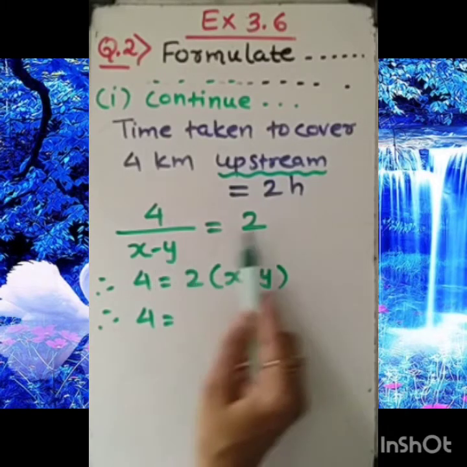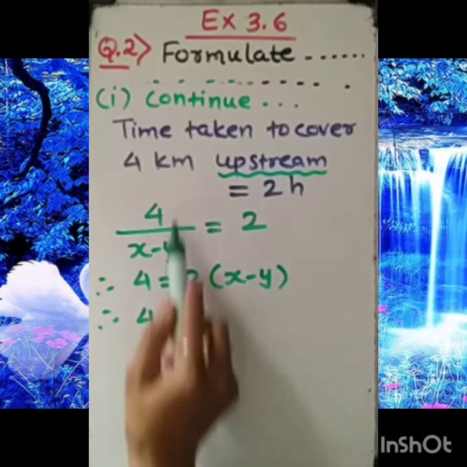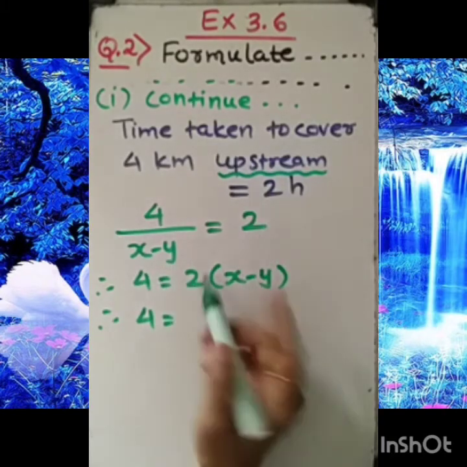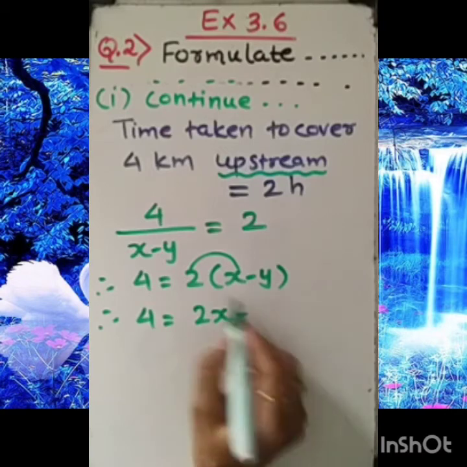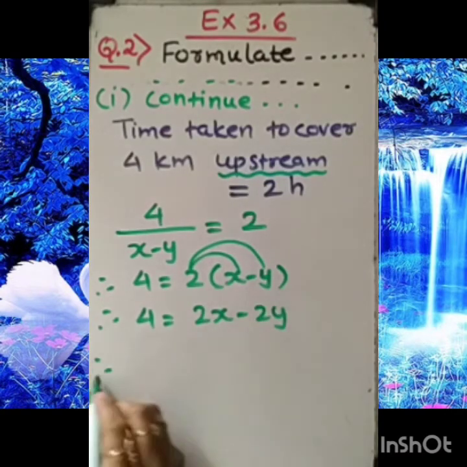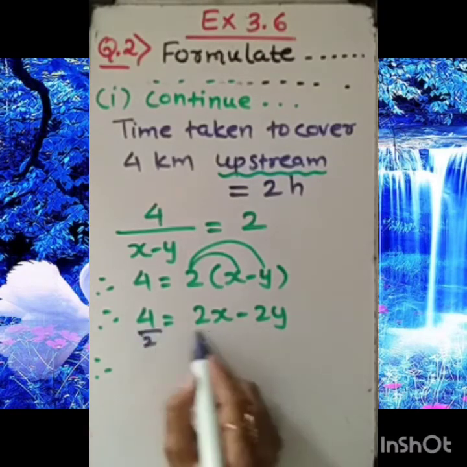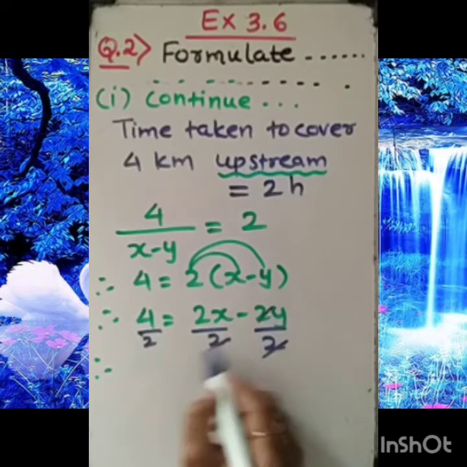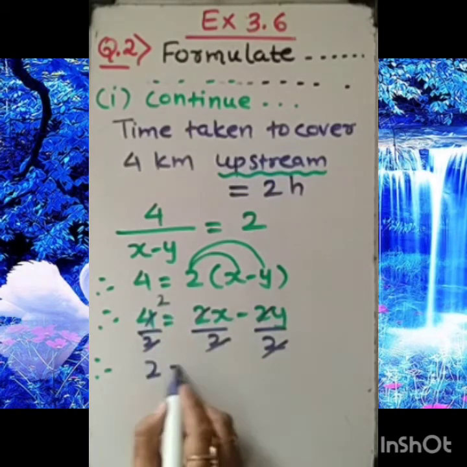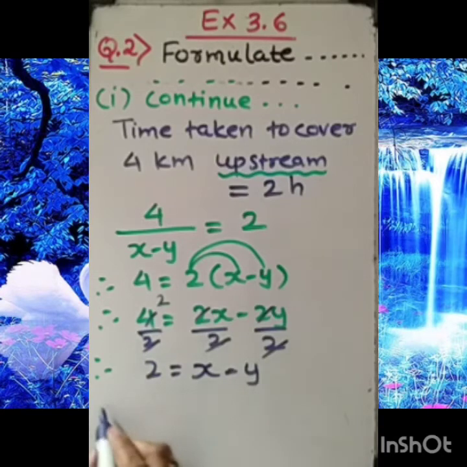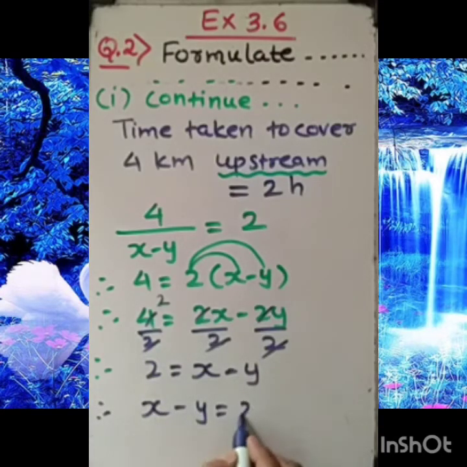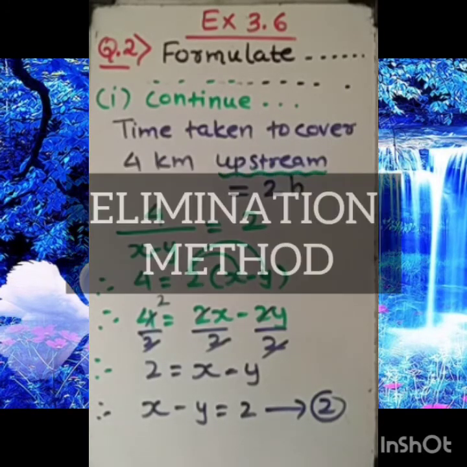Now nothing to do, cross multiplication I have done. 4 equals 4 as it is, and this will be multiplied to this side. 2 into x is 2x minus 2 into y is 2y. Now again you can see 2 common. So I write here 2, 2 and this is 2. This has been cancelled, right? So 2 equal to x minus y. So simply I should say x minus y equal to 2. Let me call this equation number 2. Further it's very easy to solve because we have 2 equations. We will apply the elimination method for that, fine?